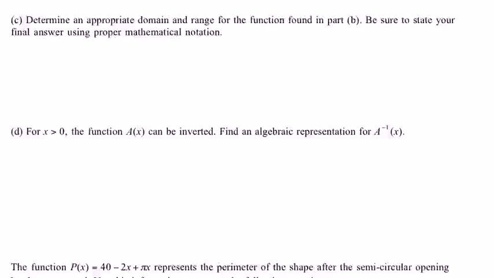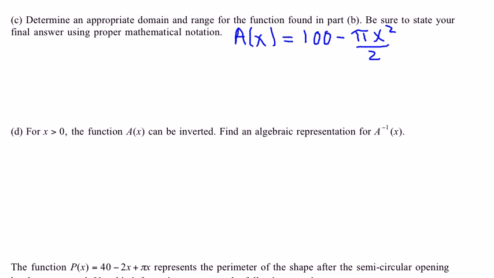Well, the function that we found in part B was this function A of x, representing the amount of area remaining, or amount of material remaining after we remove a semicircular piece, and that was A of x equals 100 minus pi x squared over 2. Okay, so this was the function that we found in part B. Be sure to state your final answer using proper mathematical notation. Okay, so we're going to find the domain and range in the context of this problem.